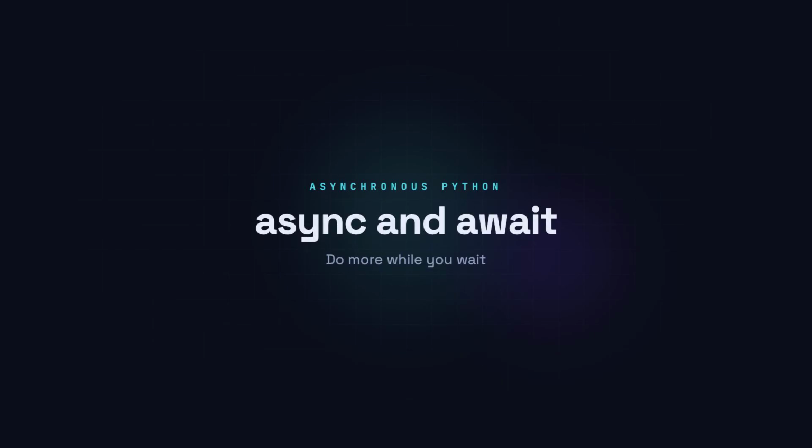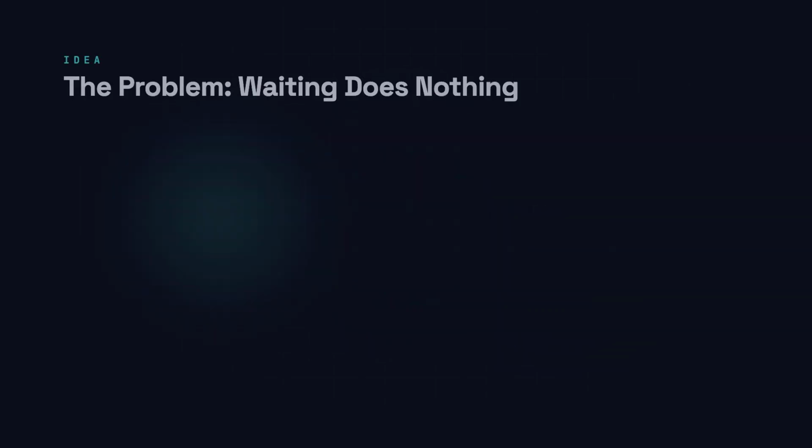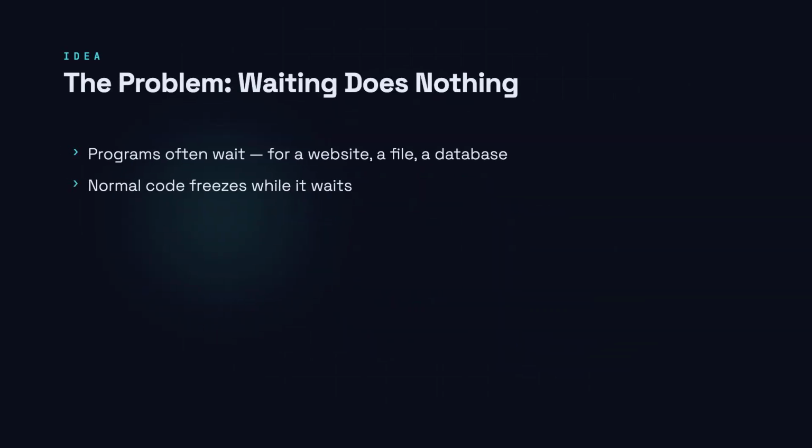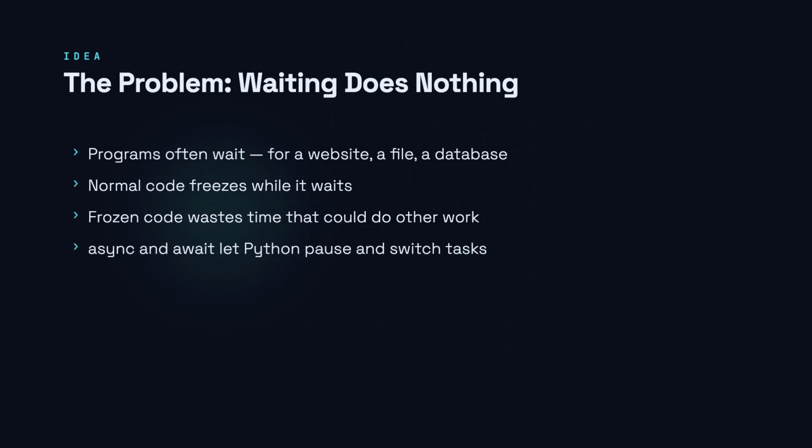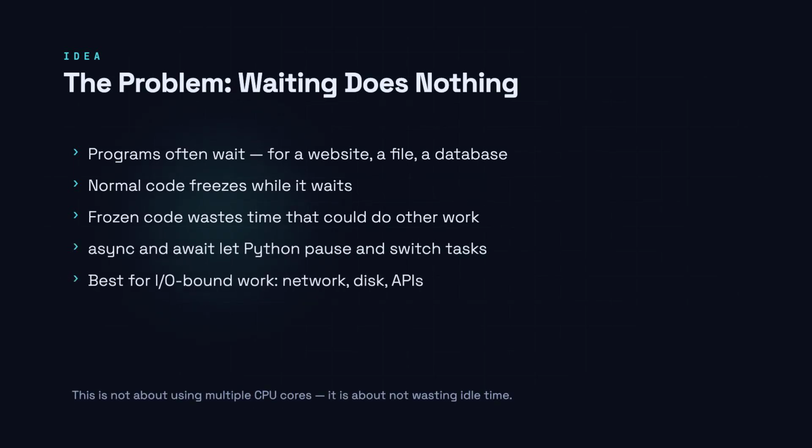In this video, we explore async and await, two Python keywords that let your program keep working instead of sitting idle while it waits for something slow. Whenever your program talks to a network or reads a file, it spends most of its time just waiting. Async code lets Python step away and do something useful during that wait.